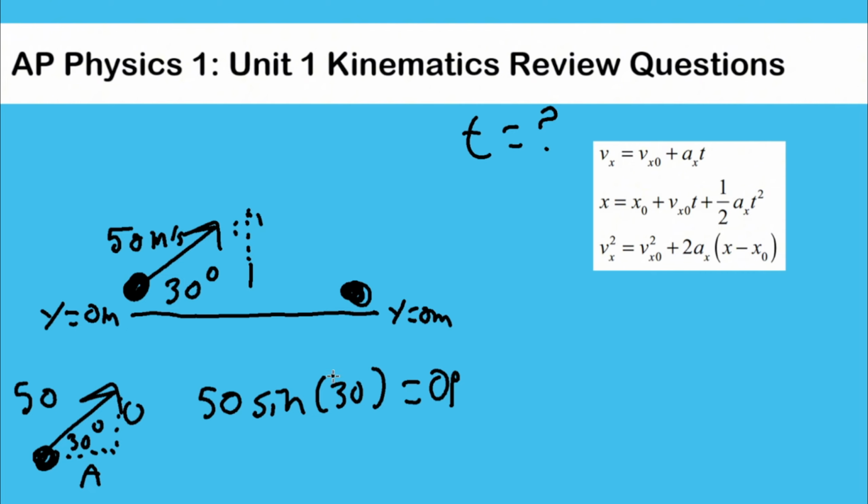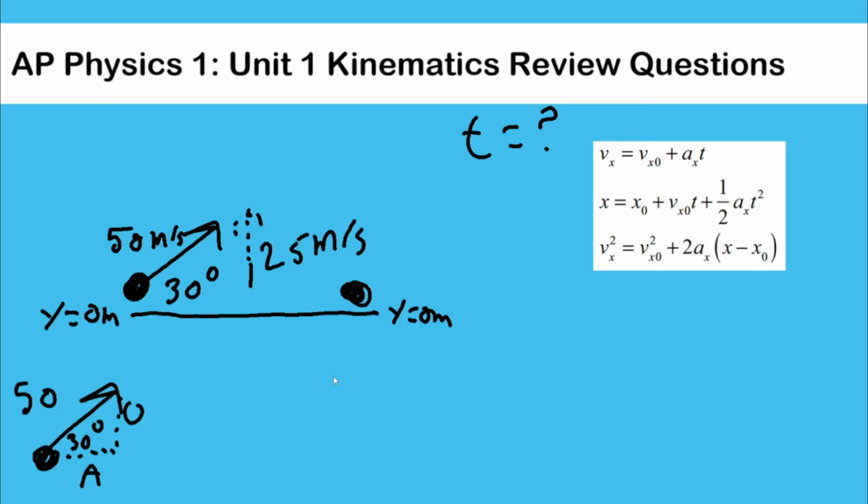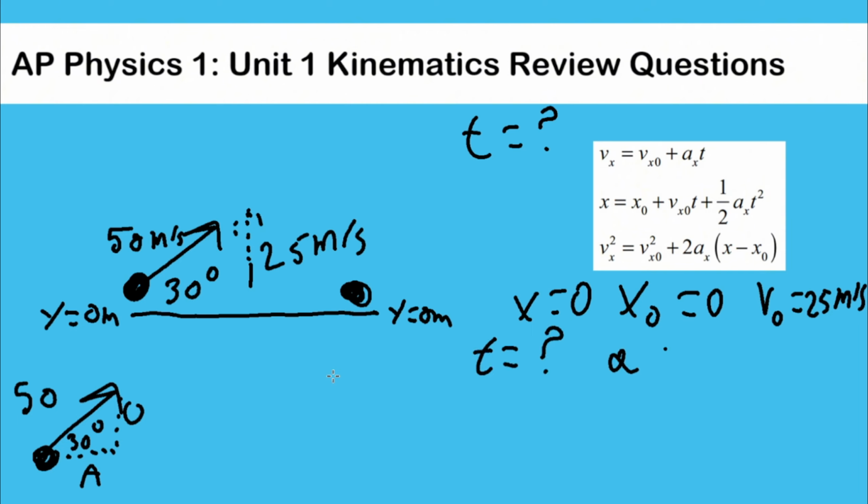Since we're only looking for the y component, because x is not really relevant here, it's just 50 times 1/2, which is equal to 25 meters per second. So we found that this component is 25 meters per second, and that's all we really need to solve the problem. We're given x initial is equal to 0, and x final is equal to 0, and that velocity initial is equal to 25 meters per second. We are looking for the time. We know the acceleration because we are on Earth. The acceleration is just negative 9.8 meters per second squared.